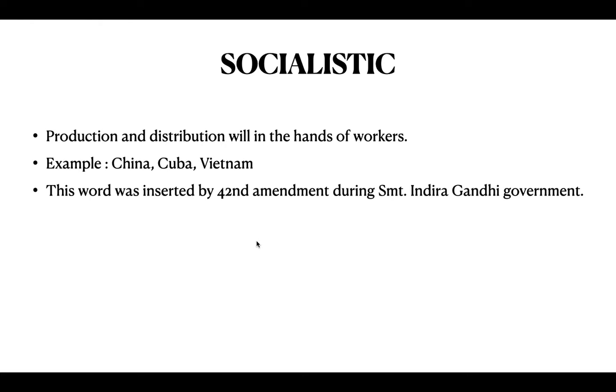Socialist or socialism means the production, distribution and exchange should be owned and regulated by the community as a whole. Actually, the word socialist was not there in the Constitution originally, but it was inserted by 42nd Amendment in the year 1976 by Srimati Indira Gandhi government. The reason why Dr. B.R. Ambedkar did not mention the word socialist in the Constitution is because he believed it would destroy the democracy altogether.